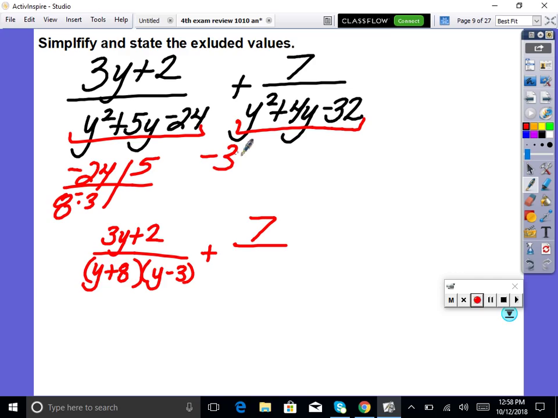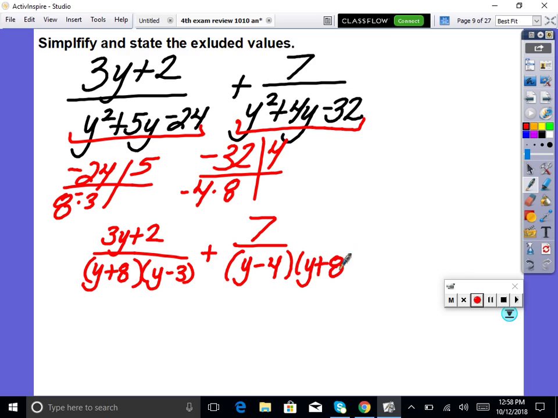Common denominator, what multiplies, well, sorry, not yet. Factoring this piece, what multiplies to be negative 32 and adds up to be 4? That would be 8 and negative 4. So then we quick factor it to be y minus 4 and y plus 8. Then you'd say, okay, I'm going to restrict, because it says simplify and exclude your values, so y cannot equal negative 8, 3, 4.